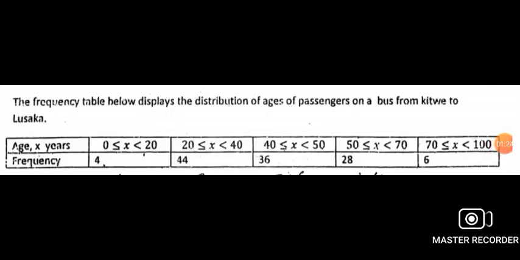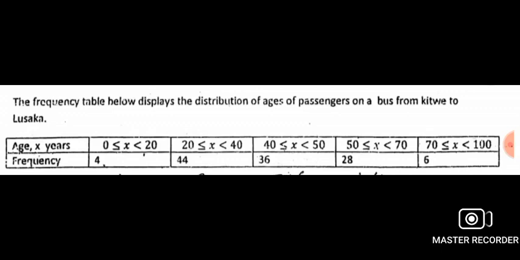So suppose you have a question like that. The frequency table below displays the distribution of ages of passengers on a bus from Kitwe to Lusaka. So you have those classes there: 0 to 20, 20 to 40, 40 to 50, 50 to 70, and 70 to 100. So those are your classes that you might be given in your question. And then suppose the question says prepare a histogram or draw a histogram.